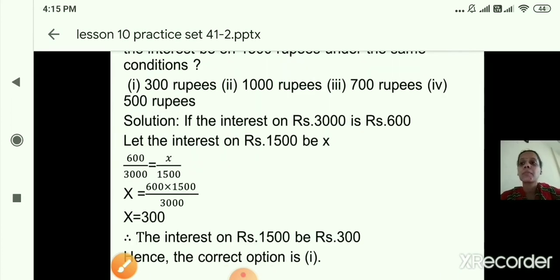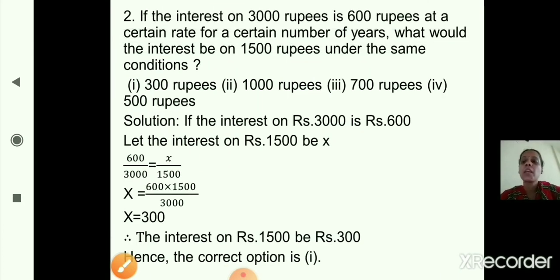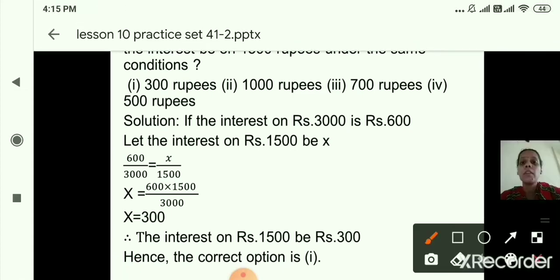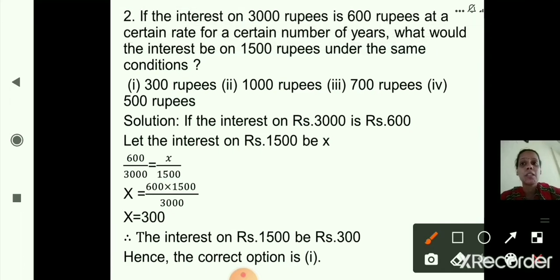Now this is question number 2. If the interest on 3000 rupees is 600 rupees. Now see here, what is given? Principal is given and interest is given. 3000 rupees is principal, and interest is 600 rupees, at a certain rate for a certain number of years. What would be the interest on 1500 rupees under the same condition?